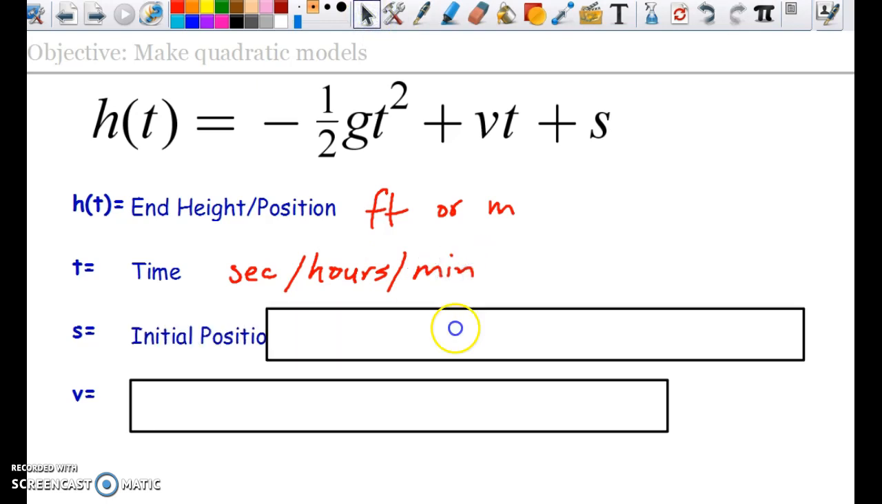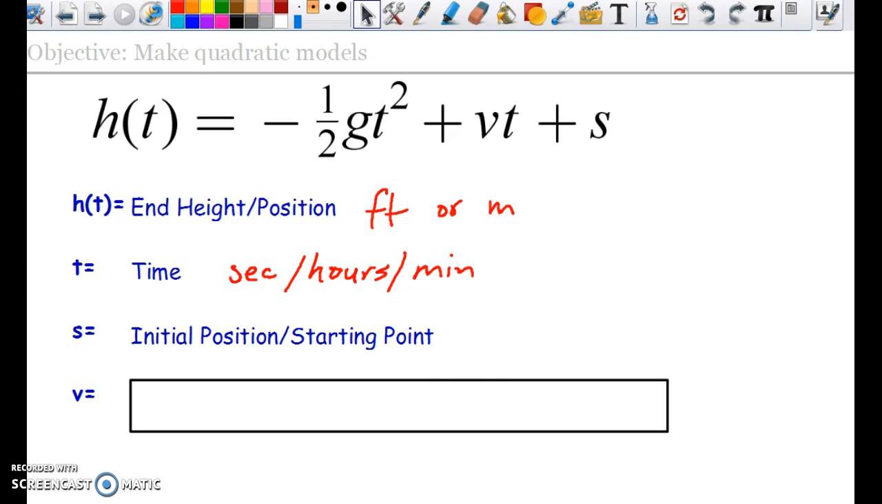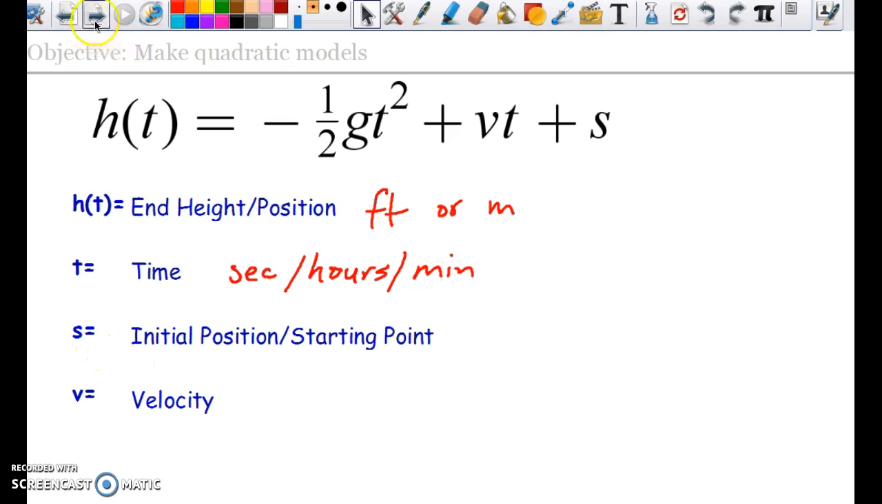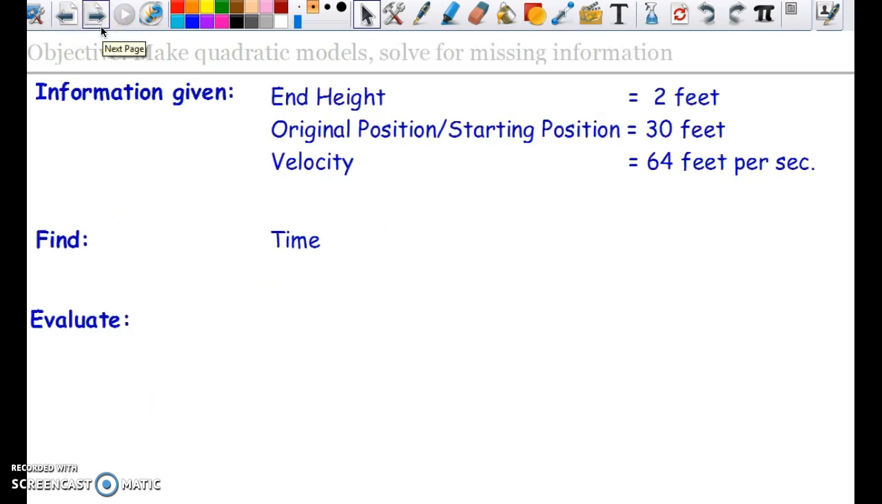Alright, S is going to be the starting or initial position. A lot of people get the T mixed up with the S because they think that S stands for seconds, but S is actually the starting point, and V, of course, is the velocity. So let's say that you're given the end height. Let's say that you're given that the end height after a certain amount of seconds is 2 feet. And you're given that the original position or starting position was 30 feet and the velocity was 64 feet per second. And what I want to find is a time t.